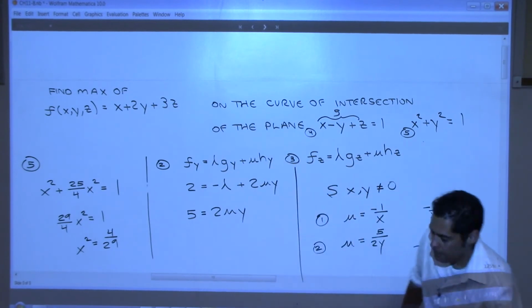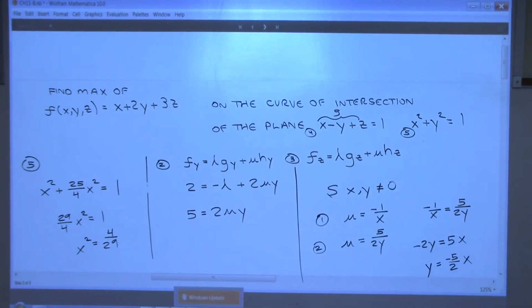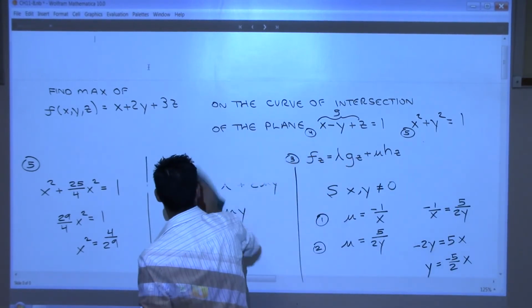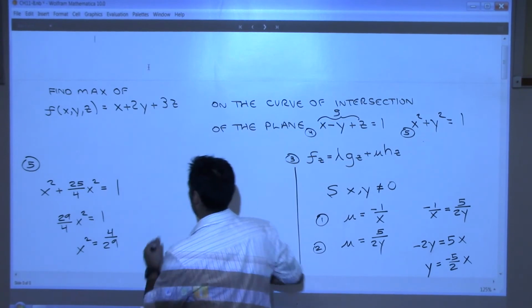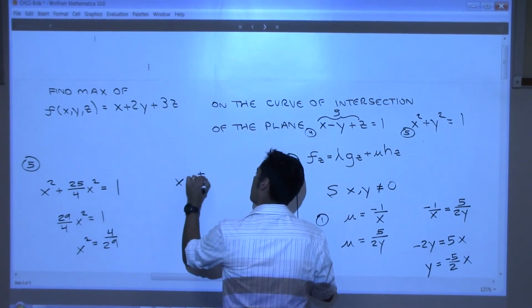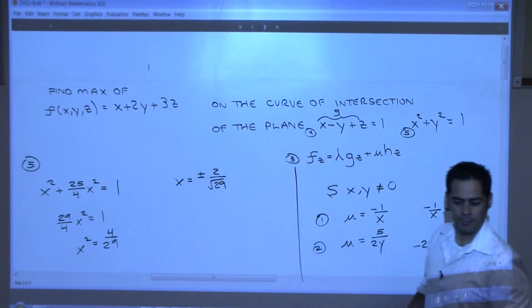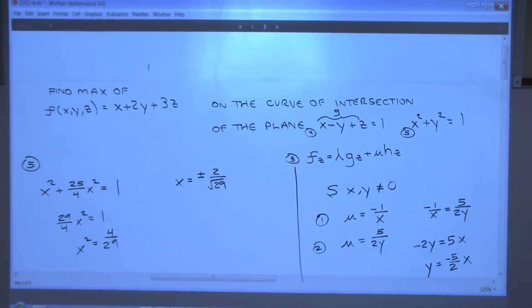And so finally, why is that cursor down there? Get up there. X would be plus or minus 2 root 20 over root 29? All right, so I have to look at both of those cases now, don't I?